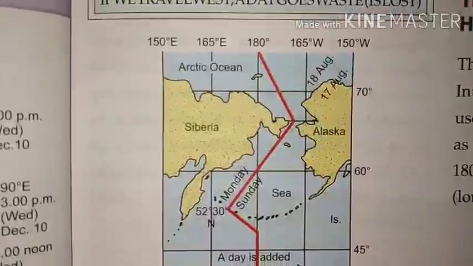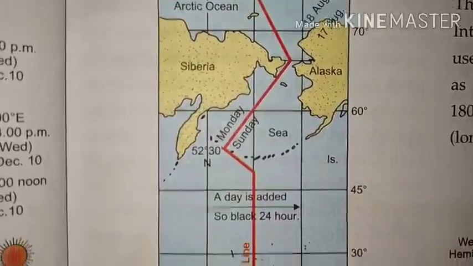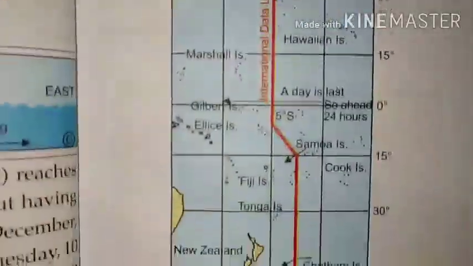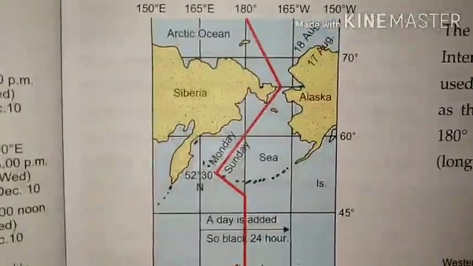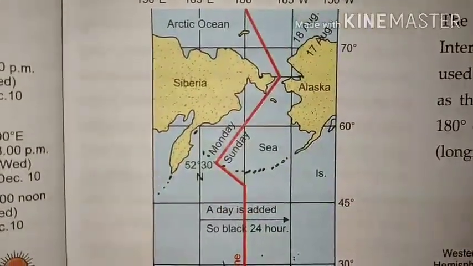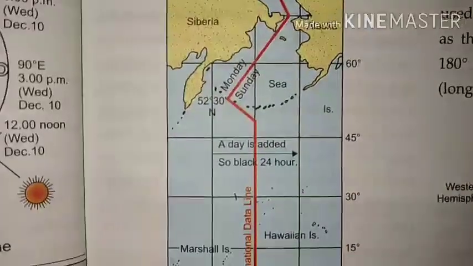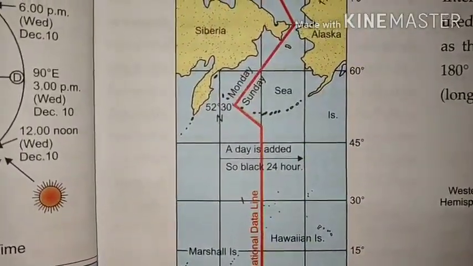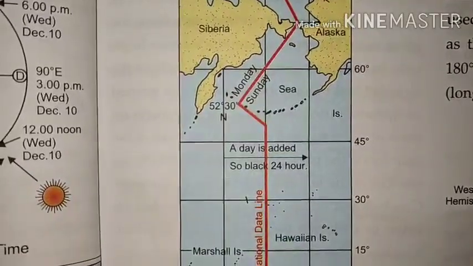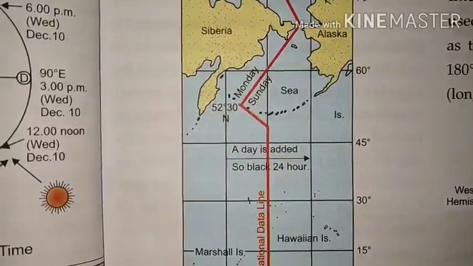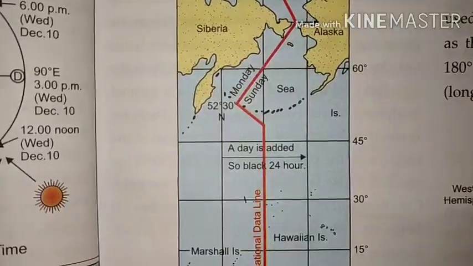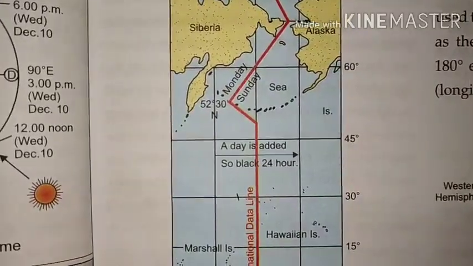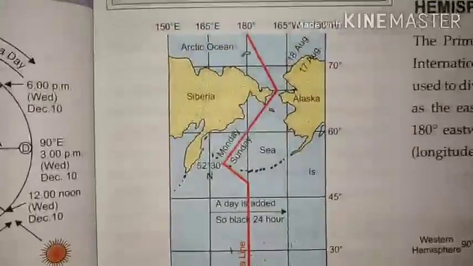In the figure you can see that this 180 degree longitude is zigzag. As I have told you, if somebody crosses the international date line, the date changes. If they are crossing it from west and entering into east, one day has to be added, and if they are moving from east towards west, one day has to be subtracted. That is why this line is zigzag.